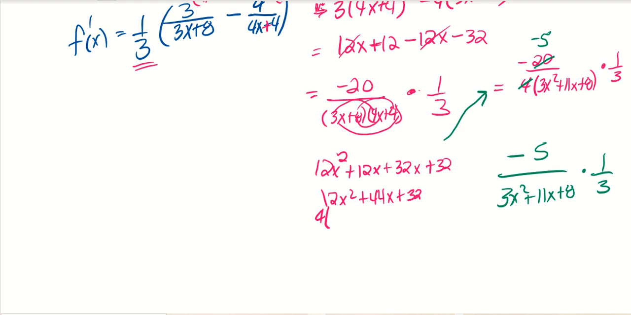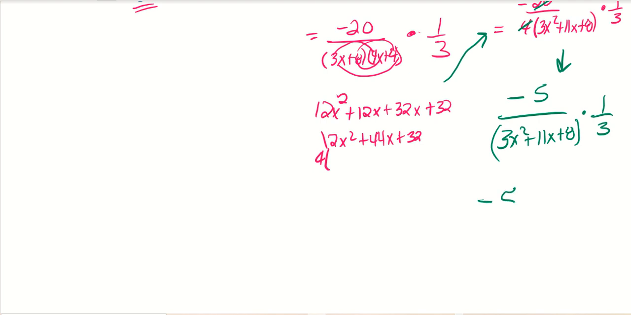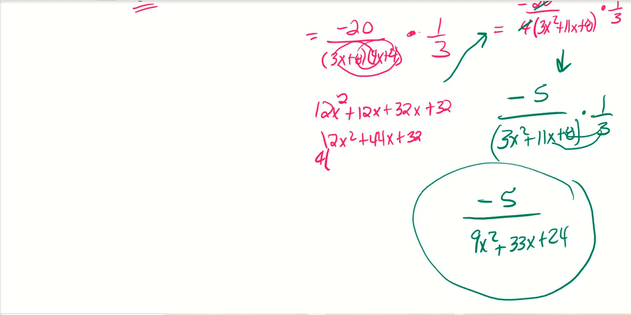All right, so it went here, then we're going to go down here. Now, last but not least, we multiply by this 3. So 3 times 3x squared is going to give us a 9x squared. So this is negative 5 divided by 9x squared, not times, plus a 33x plus a 24. So that will be my final derivative from taking the derivative of the natural log of the cube root of (3x + 8) divided by (4x + 4). All right, we have one more video, which will be on the chain rule.